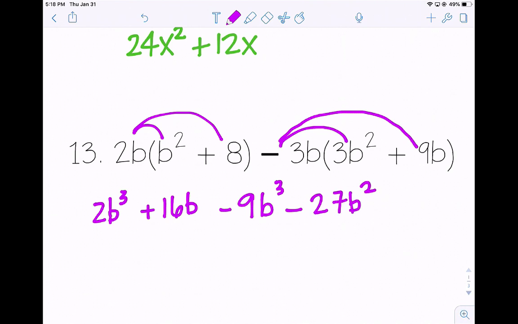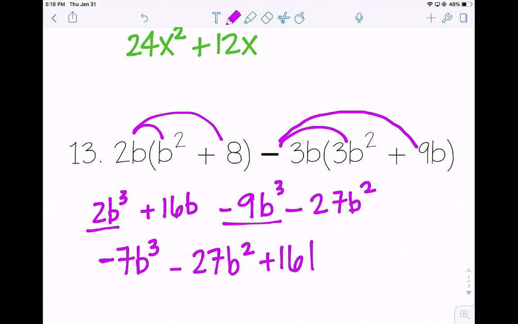We got rid of our parentheses. Now we combine like terms. So 2b cubed, I look for other b cubes. There's one right here. So 2b cubed minus 9b cubed is negative 7b cubed. Then 16b. I don't have any other b's, but I do have a b squared, so that actually needs to go first, or second actually, because we go cubed, then squared, then the single b. So negative 27b squared goes next, and then last plus 16b.